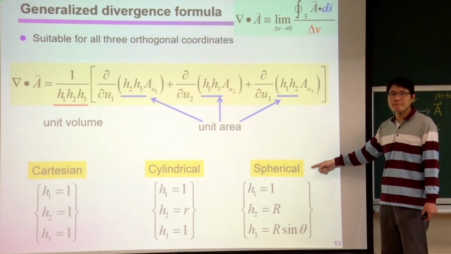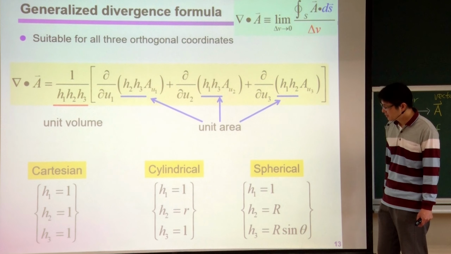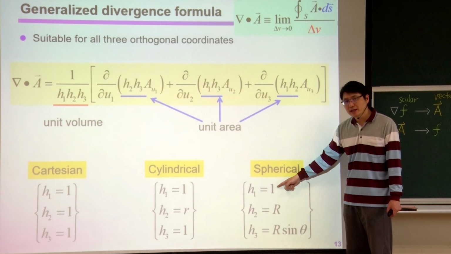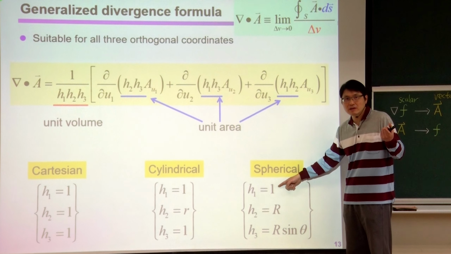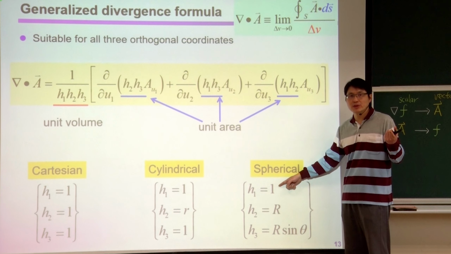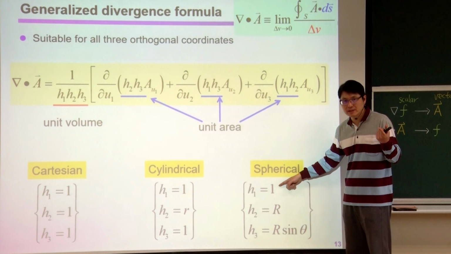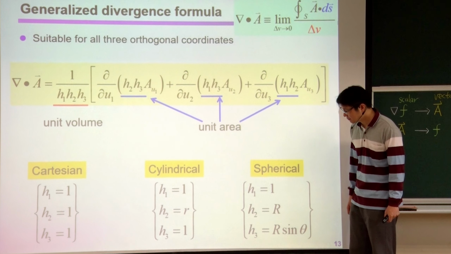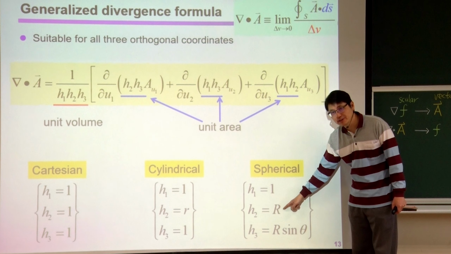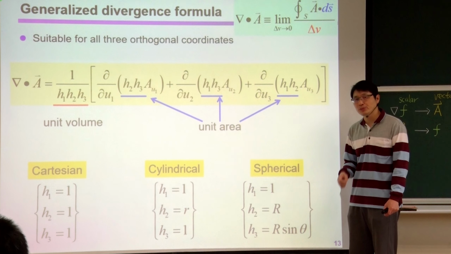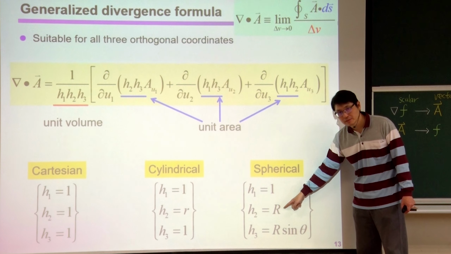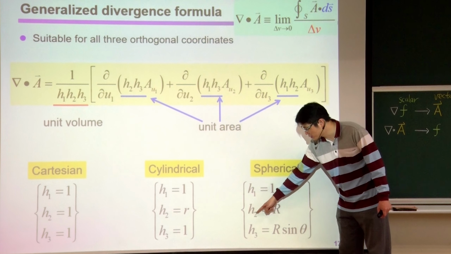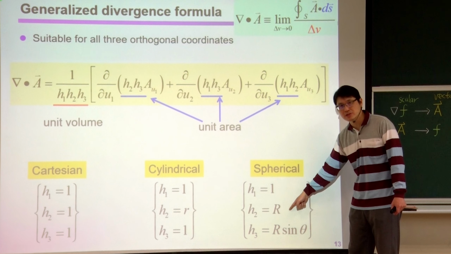Spherical coordinate, the most complicated one. In the radial direction, the differential length is just dr. R is not angular, so the differential length is not an arc, it's a straight line. Theta, the inclination direction. Theta is an angle, so your differential length is an arc. The radius is just r, right? So the Jacobian h2 for spherical coordinate is just r.